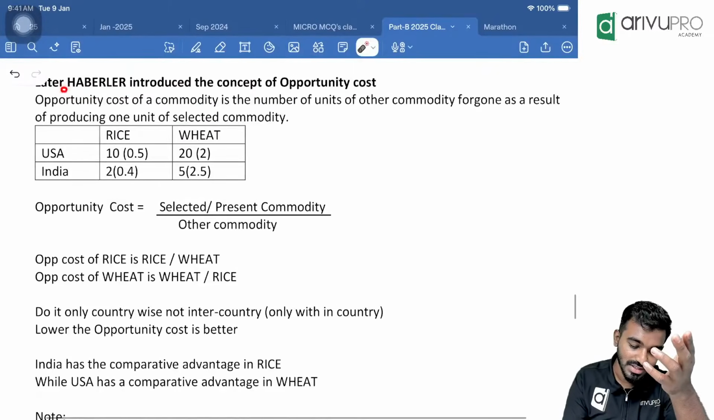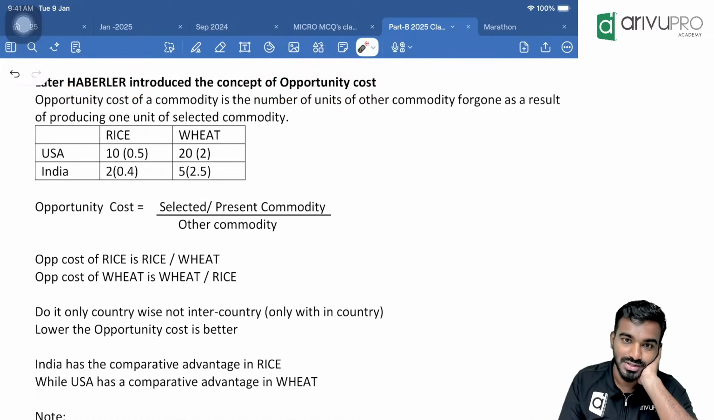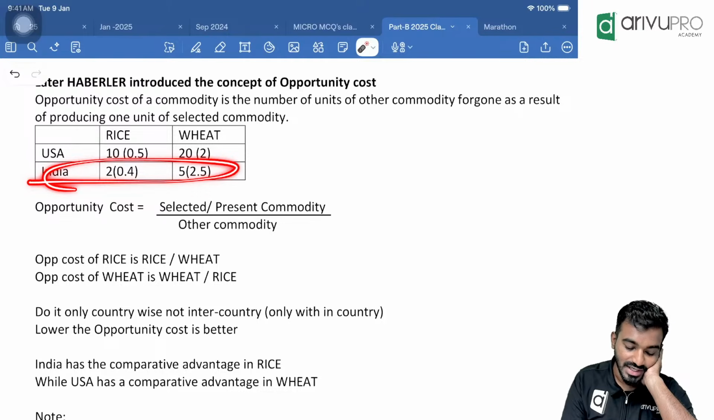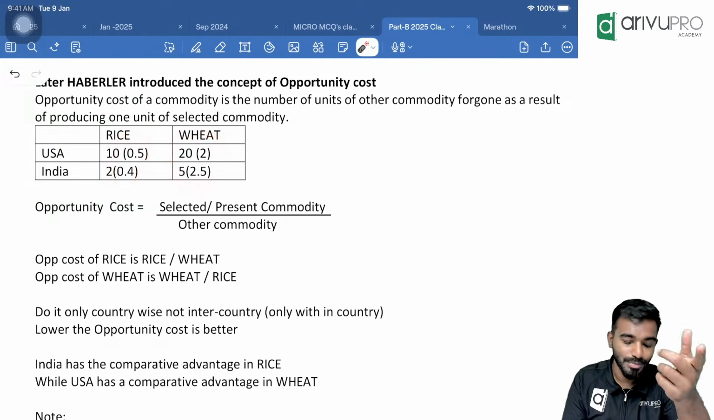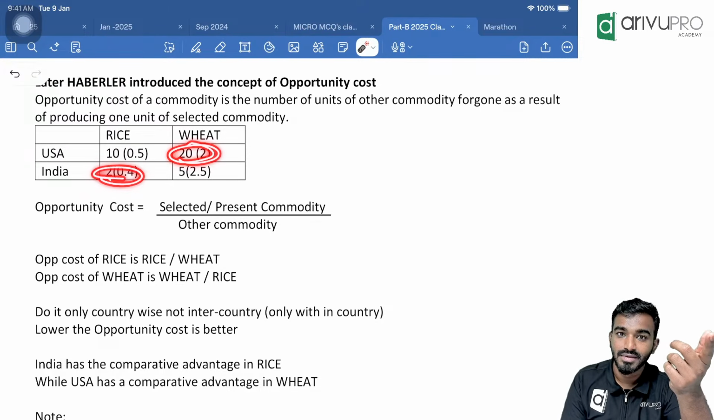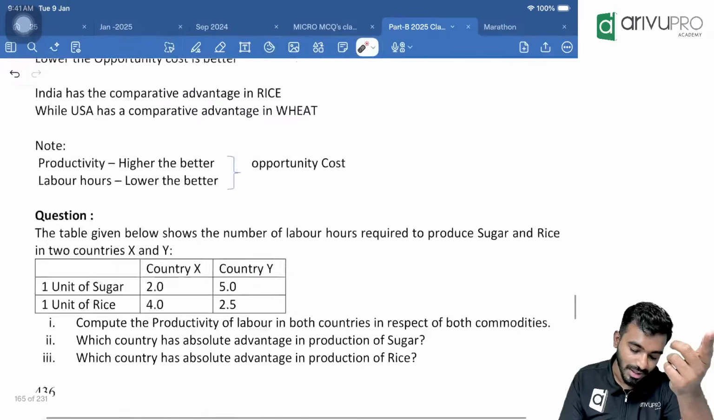The same thing Haberler explained with the concept of opportunity cost. Identify the opportunity cost inside the country and then compare it between the countries. Whichever has a lesser opportunity cost, that country is better. So that was also explained by Haberler, the same concept.